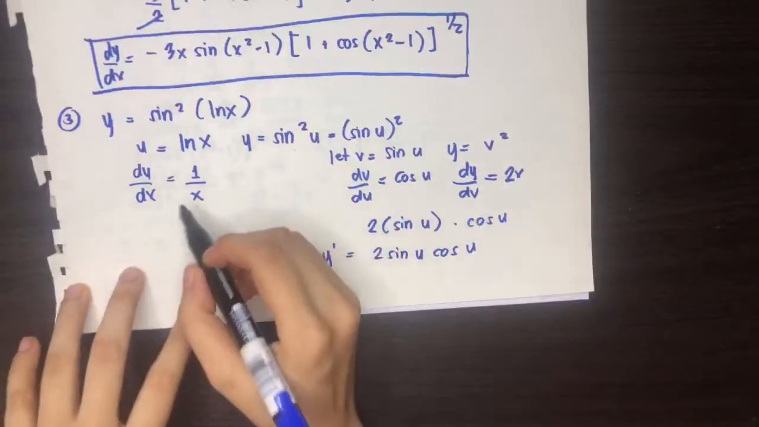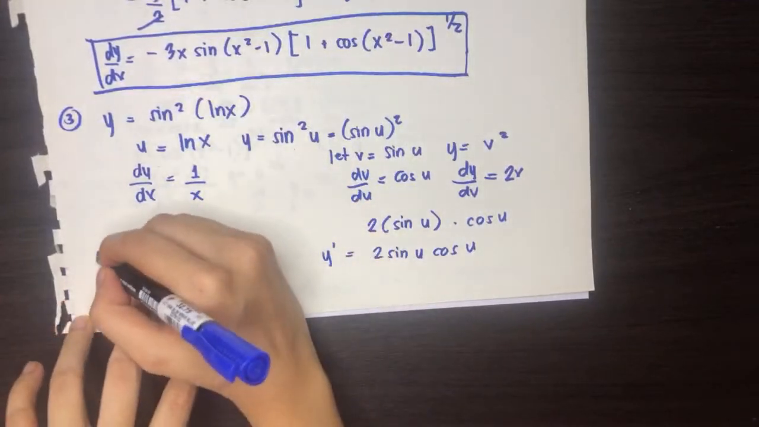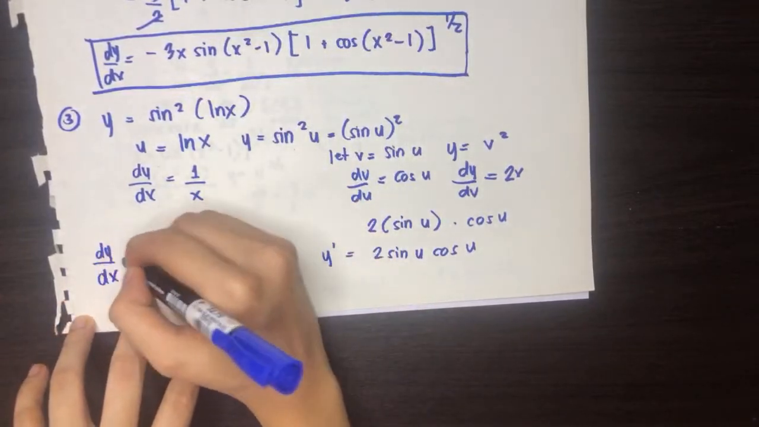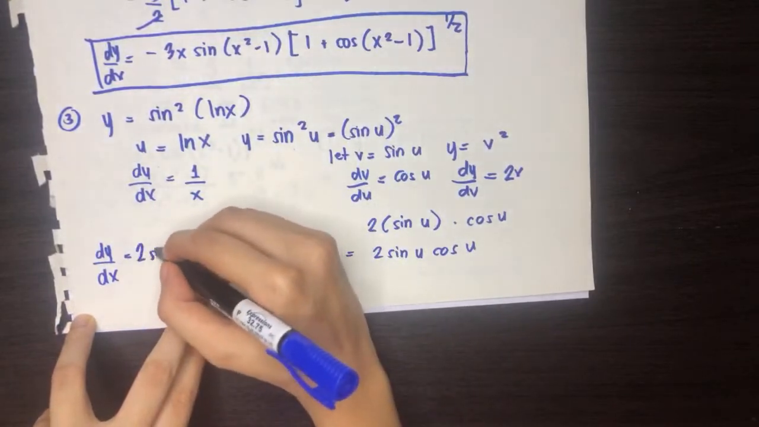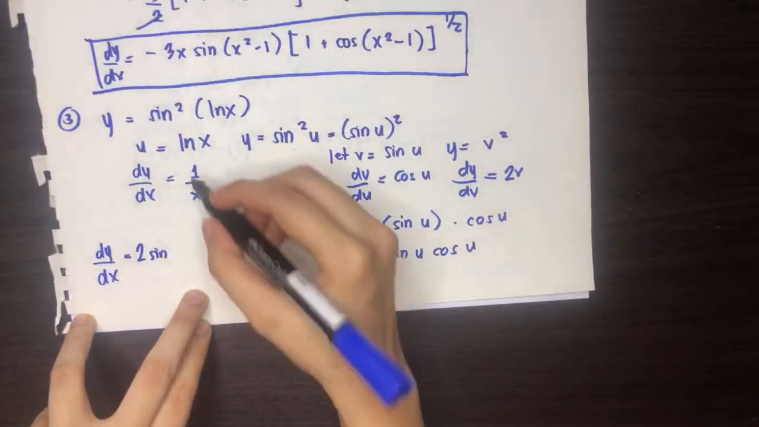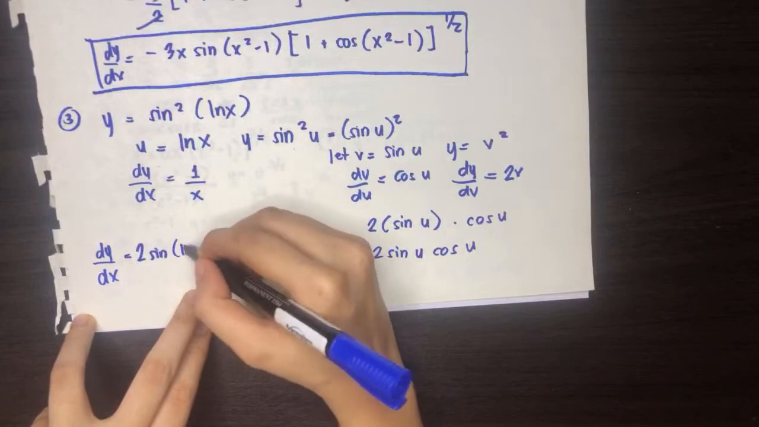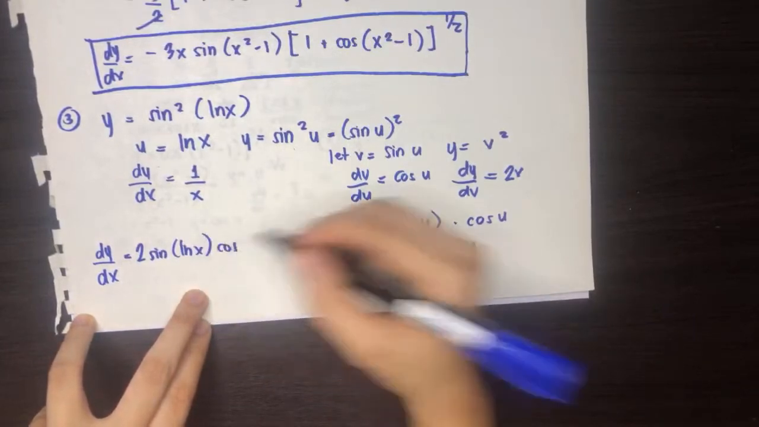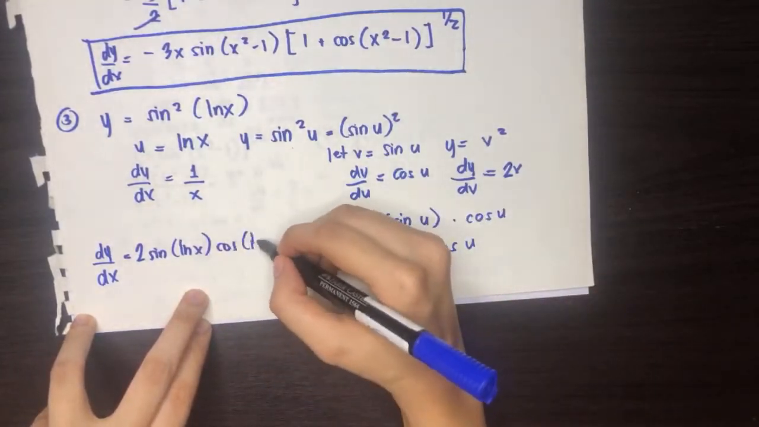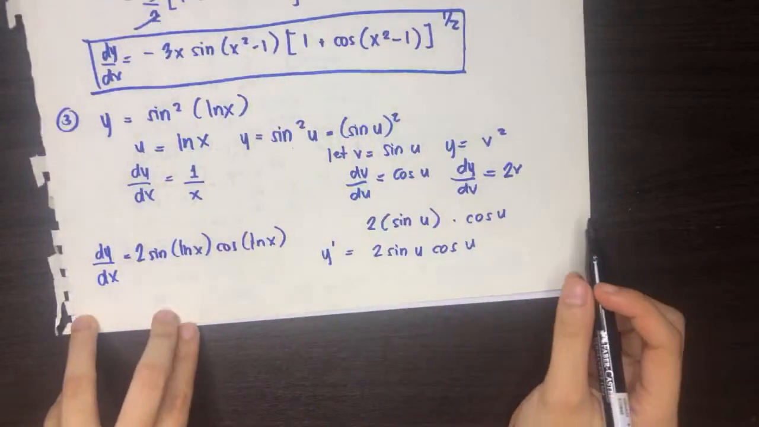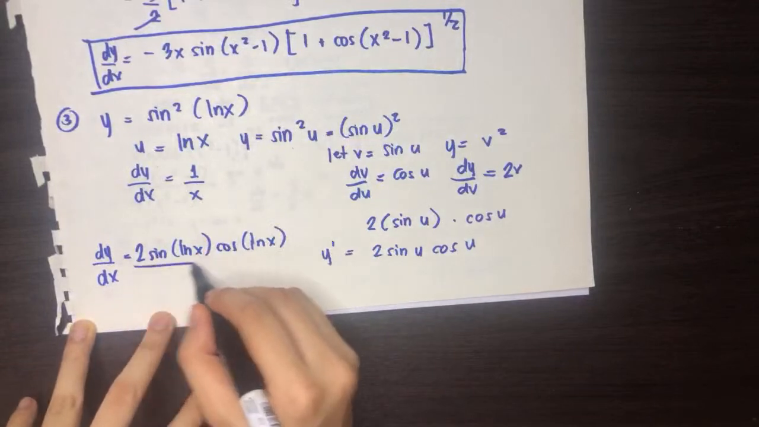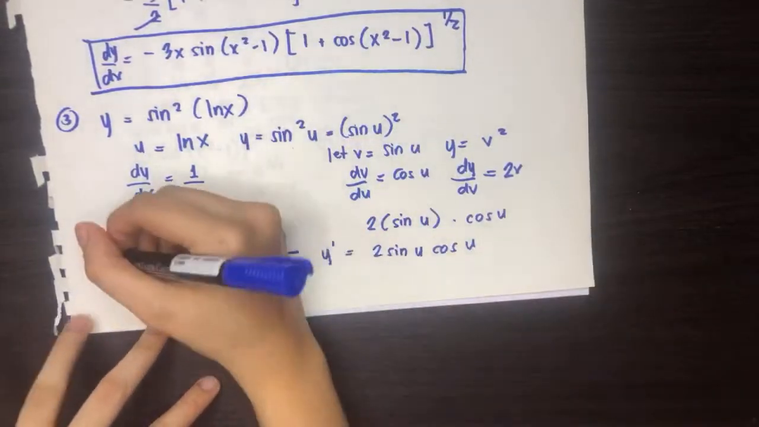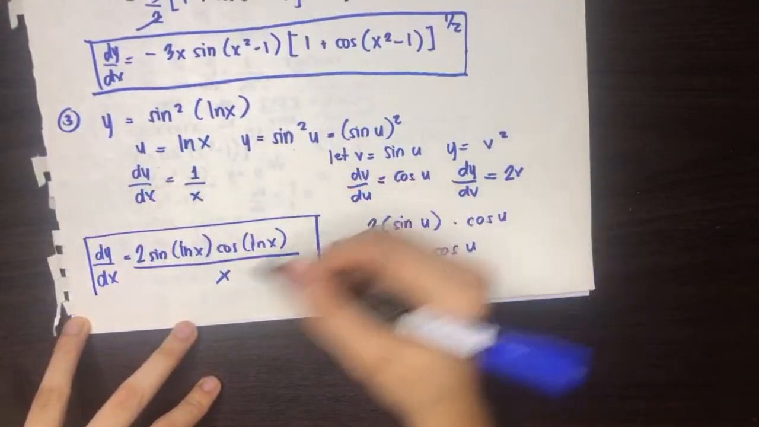So, ibalik na natin siya dun sa formula. 2 sine u, 2 sine u is ln of x, cosine of u, ln of x, times 1 over x. So, over x lang yun. So, yan na yung final answer kay number 3.